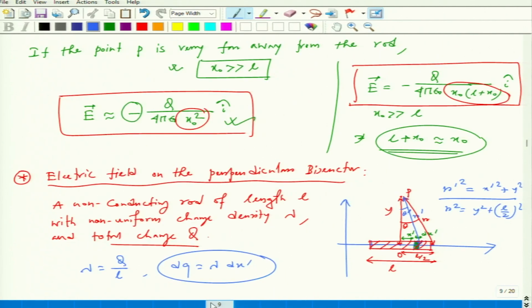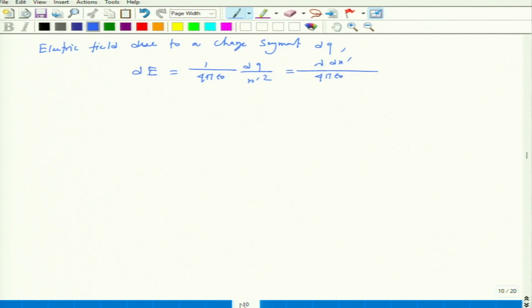Yeah, (L/2)² — so this is basically x'² plus y². Now we use a symmetry argument. So let us draw the figure again.